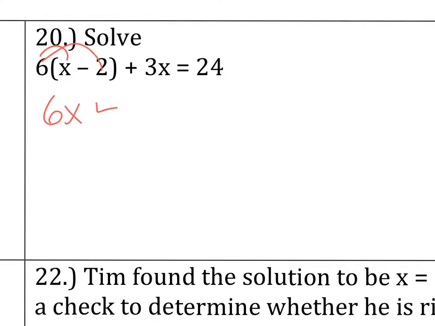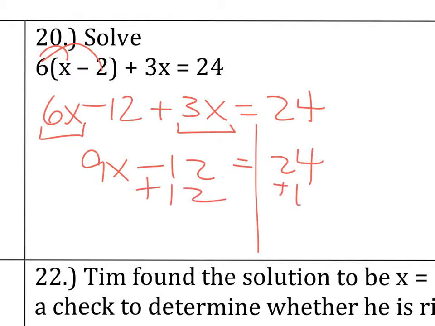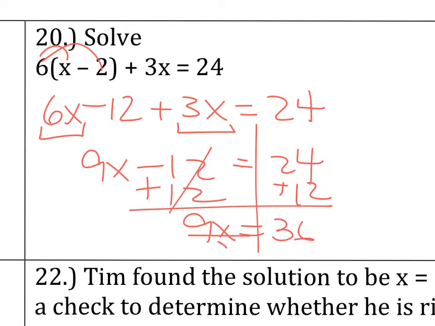6x minus 12 plus 3x equals 24. We got family members on the same side. 9x minus 12 equals 24. Bring them over. 9x equals 36. Divide by 9. X equals 4.